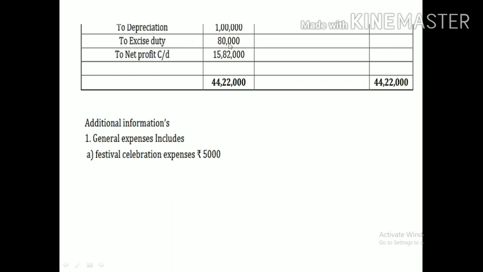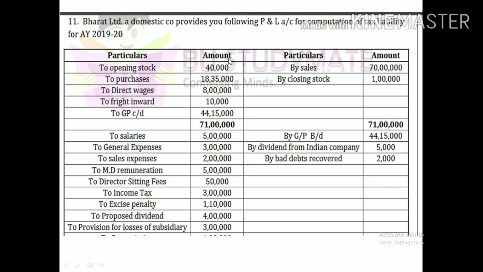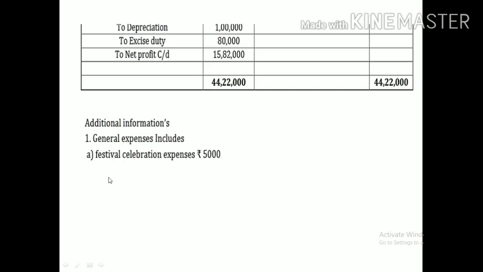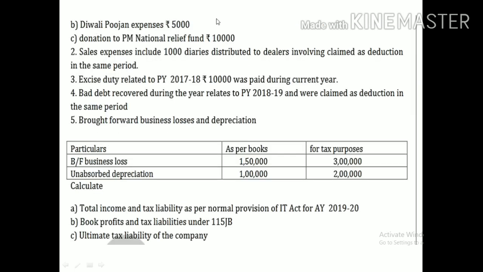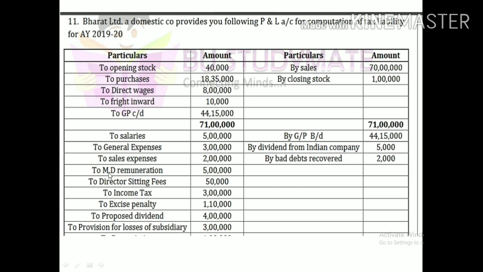The next, excise duty 80,000. Excise duty is allowable and already debited, so just ignore. Once again I will summarize. The general expenses 3 lakh: in that they have given three adjustments, the festival celebration expenses, then Diwali Puja expenses, which are allowable, then donation to the PM National Relief Fund, which is not allowable, so add it back. The next one, sales expense allowable, MD remuneration allowable, director sitting fees allowable, ignore.